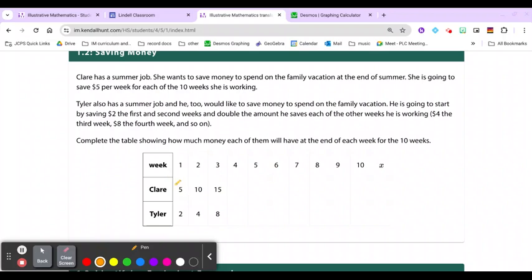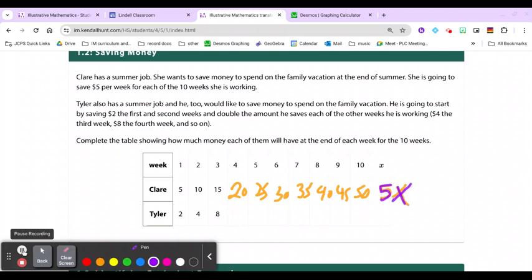So Claire saves $5 the first week, another 5 the second week, so now she has 10. She saves another 5 the third week, and now she has 15. And if she keeps saving, we'll have 20, 25, 30, 35, 40, 45, 50, and pretty much 5x, where x is the number of weeks that Claire has saved money.